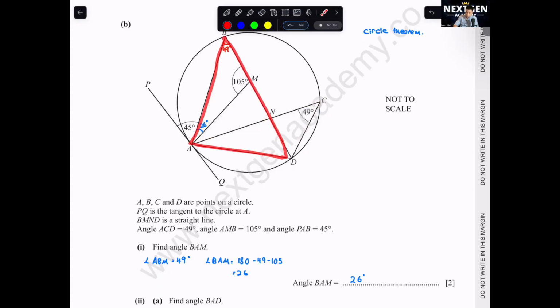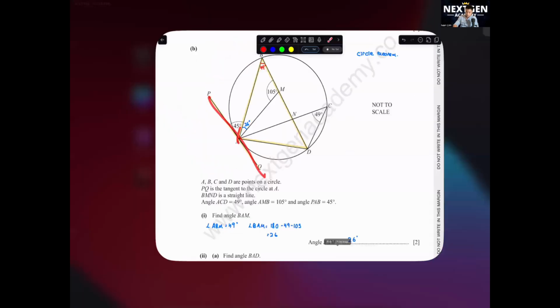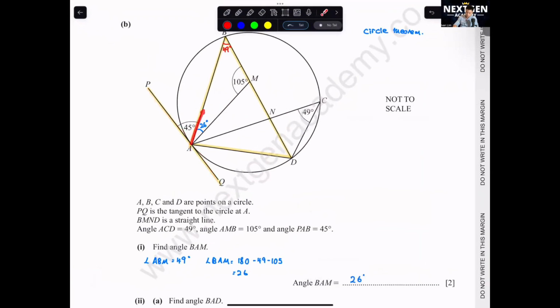Can we use this big triangle? That means I need to find this angle here. Okay, what is this angle here? We can use the concept of tangent and triangle. Okay, what is this angle called? Tangent and triangle. Okay, what is the name of the circle theorem? Okay, over here is 45 degrees.